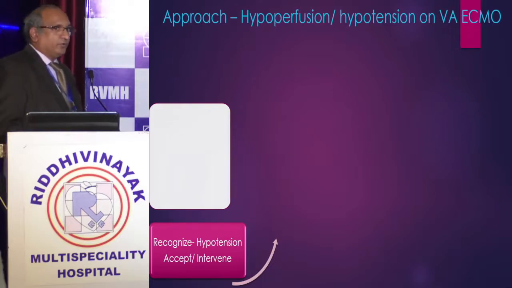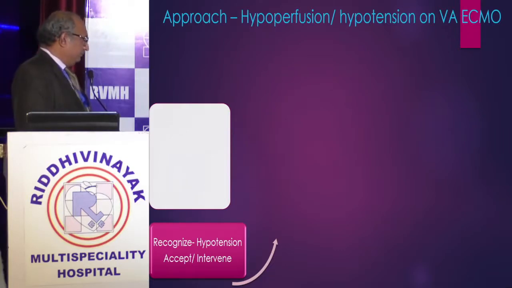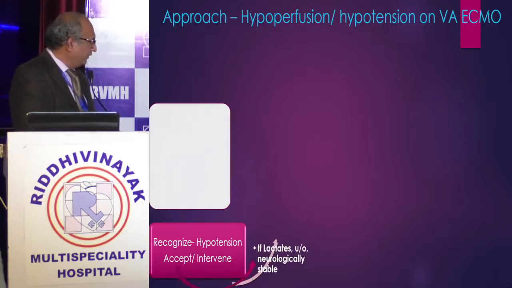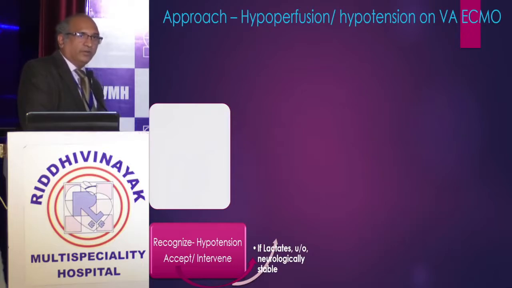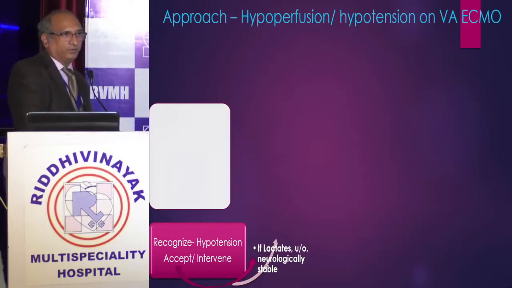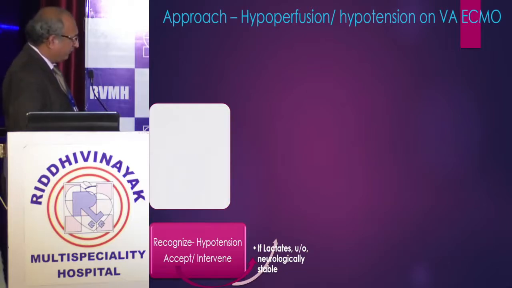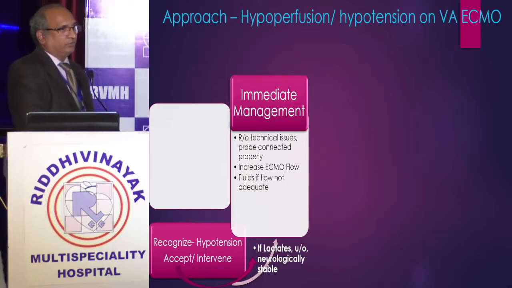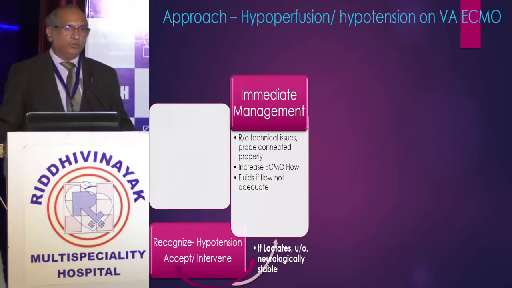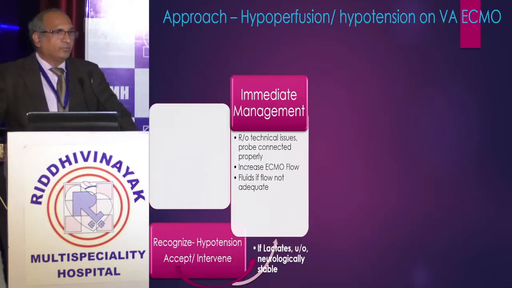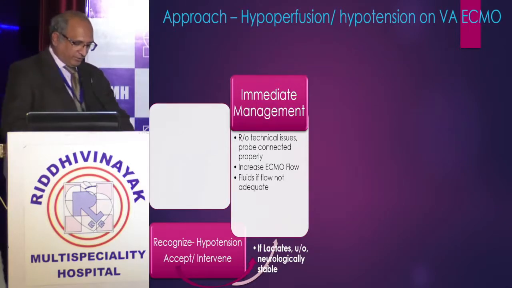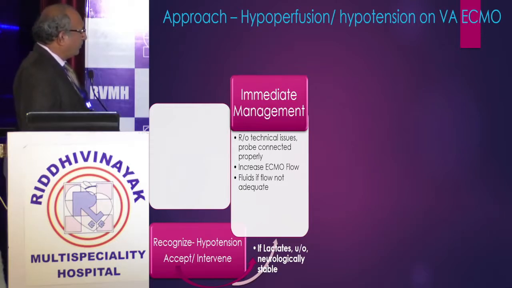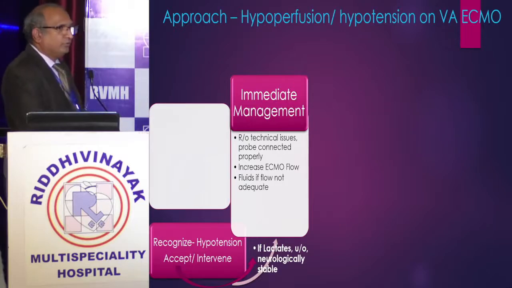The next is hypotension or hypoperfusion in VA ECMO. Again, you have to decide whether to accept or intervene. If lactates are fine, urine output is good, and the patient is neurologically intact, you need not intervene. Accept the pressures if the lactates are fine. That means there is only hypotension and no hypoperfusion. So when we talk about hypotension in VA ECMO, you always have to consider it in reference to hypoperfusion, whether there is hypoperfusion or not. Immediate management: rule out technical issues, increase ECMO flow, and give fluid if the flow is not adequate.